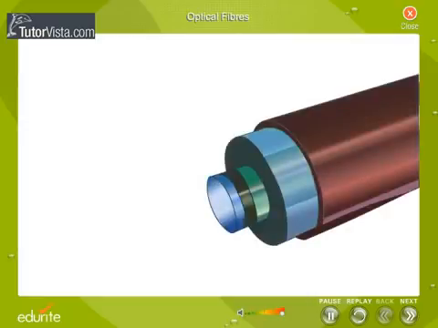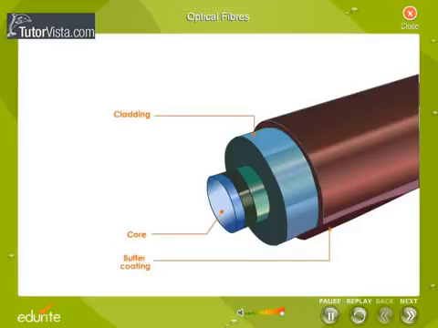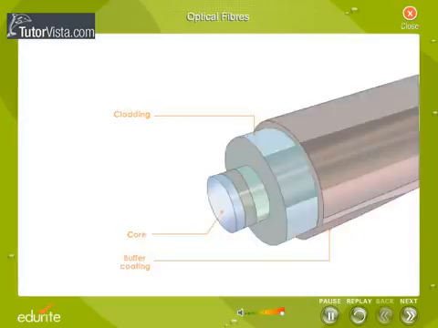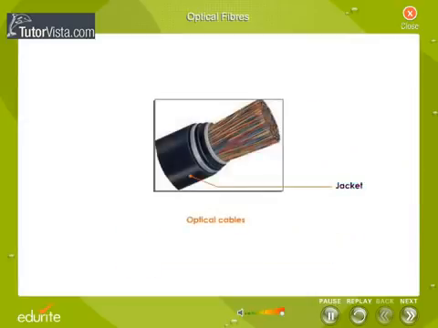A single optical fiber consists of three layers, namely core, cladding, and buffer coating. Core is the thin glass center of the fiber through which the light travels. Cladding is the outer optical material surrounding the core that reflects the light back into the core. Buffer coating is the plastic coating that protects the fiber from moisture and from any kind of external damage. The bundles are protected by the cable's outer covering called a jacket.